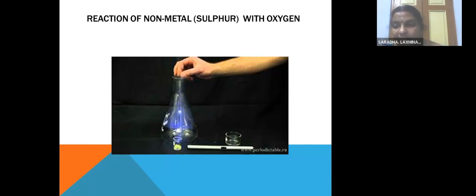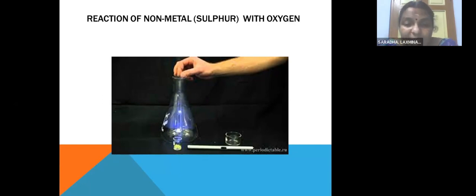Again, insisting on sulfurous acid is important, because students from the lower classes may be familiar with sulfuric acid, but they are not very clear about sulfurous acid. They have learnt about sulfuric acid and acid rain in class 7, so sulfuric acid is well known to them. But sulfurous acid is not, so again and again insist on it.